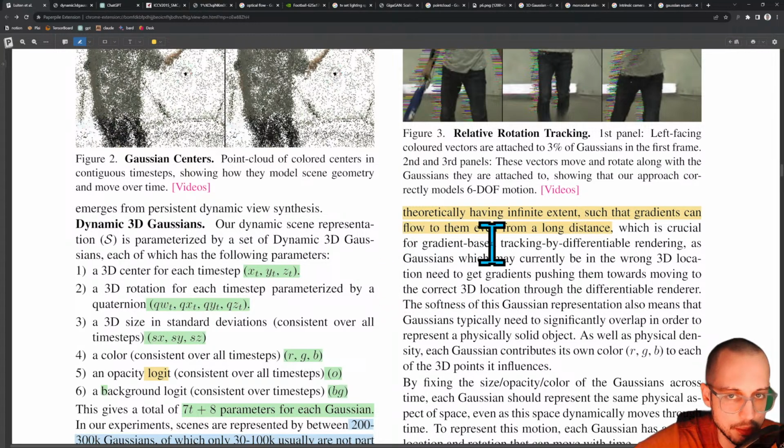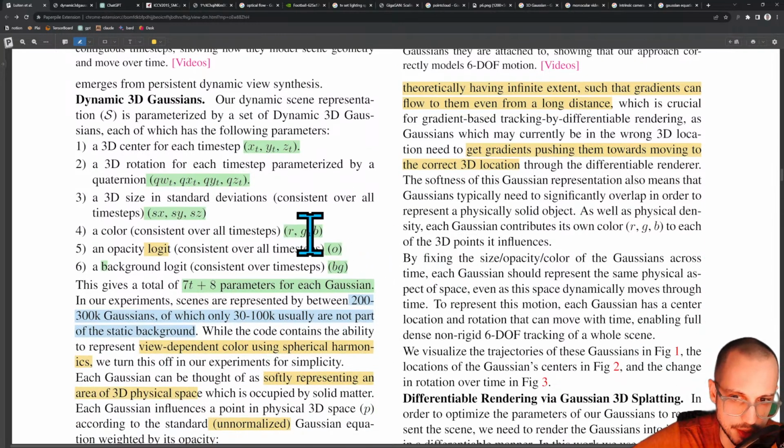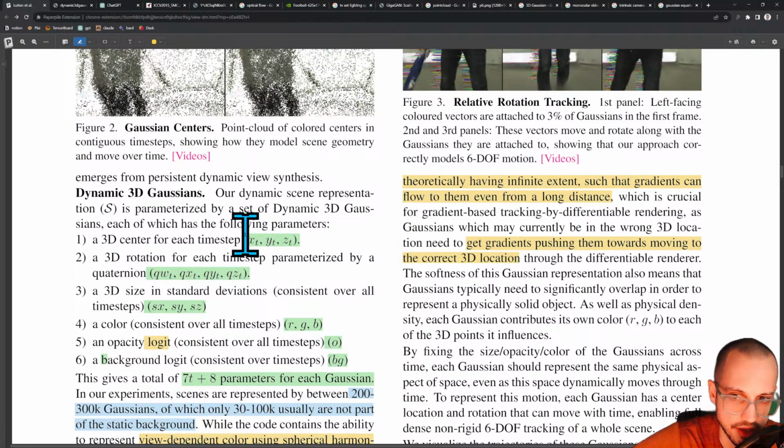It's crucial for gradient-based tracking by differentiable rendering, as Gaussians which may currently be in the wrong 3D location need to get gradients pushing them towards moving to the correct 3D location through the differentiable renderer. So here they're talking about, it's not the appearance, the gradients are more about the location. So it's not that those gradients are changing this RGB value, the gradients are changing the center, this XYZ, and then the rotation. Softness of this Gaussian representation also means that Gaussians typically need to significantly overlap in order to represent a physically solid object.